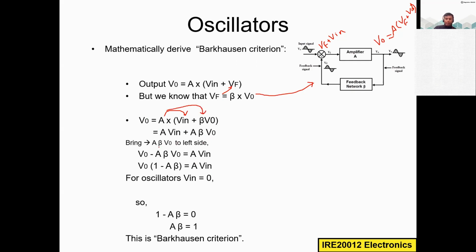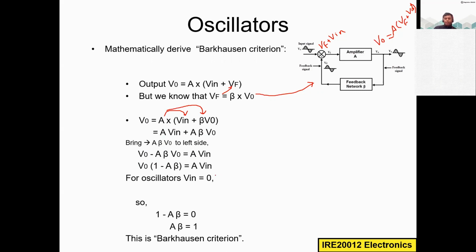So now A beta V naught, we are taking this to the left side because we want output. So V naught minus A beta V naught is equal to A times V in. So V naught, you can take it as a common. Then it will be V naught times 1 minus A beta is equal to A times V in.